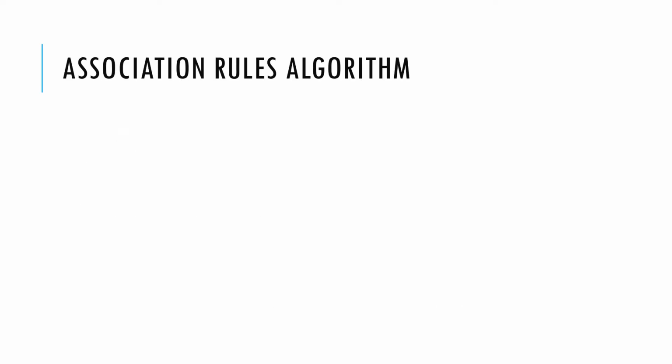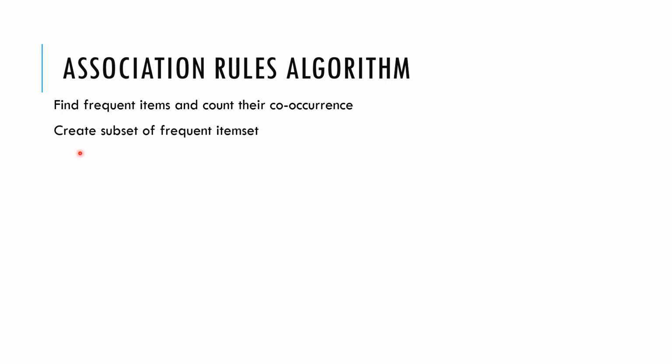So how does the association rules algorithm work? First, we identify all the frequent items and count their co-occurrence, that is, how multiple items are happening together. This is the first step. Then we create a subset of frequent item sets, that means the item sets which are coming together, being sold together. In a supermarket example, items which are getting sold together, purchased together. So we create the subset of those frequent item sets.